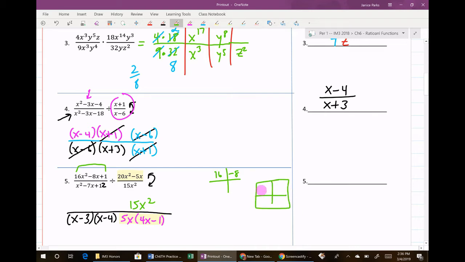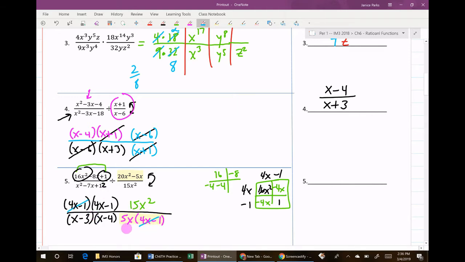Let's use the box method. So we're using negative 4, negative 4. And then the other numbers that we put in are the 16x squared and the 1. So that's 4x minus 1. And then this is a negative 1. So it's going to be 4x minus 1, 4x minus 1. So the 4x minus 1 cancels.